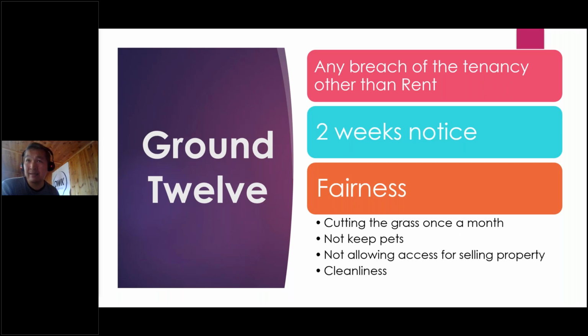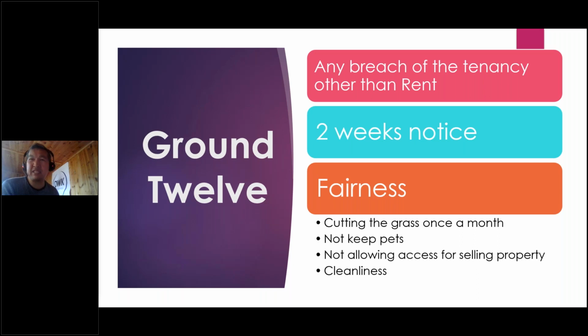Not keeping pets. I think as a general rule, that particular clause could be deemed to be unfair because there may be lots of genuine reasons as to why a tenant may be able to keep pets. For those that have been on my courses before, I'm sure you can tell me a few of those situations where you are allowed to keep pets. So again, having a pet when the tenancy doesn't allow you to have one potentially could be deemed to be unfair.